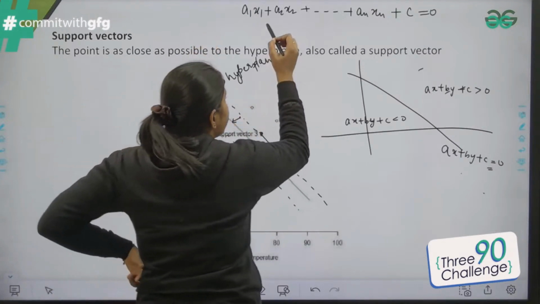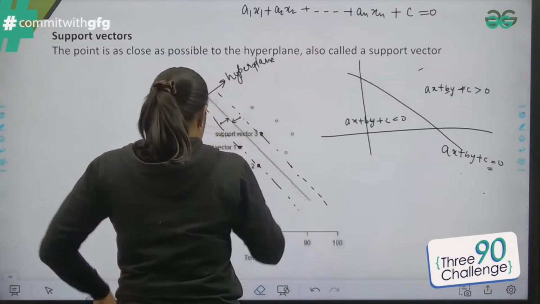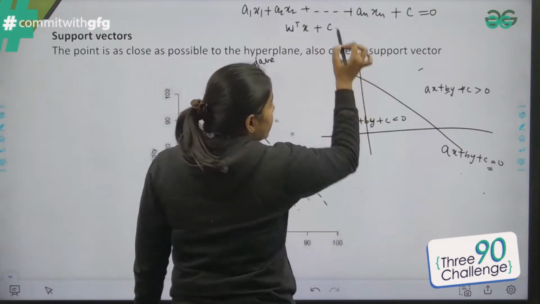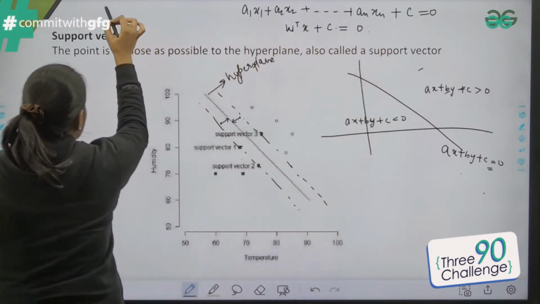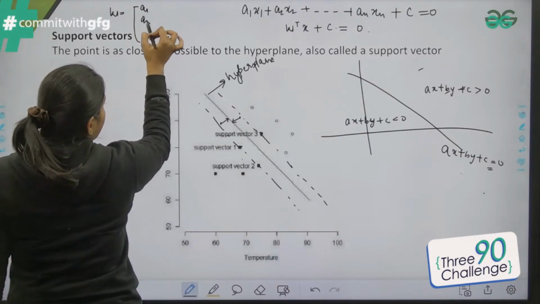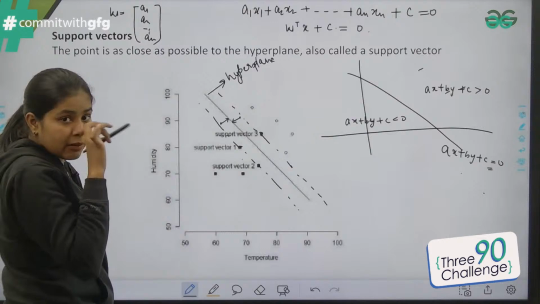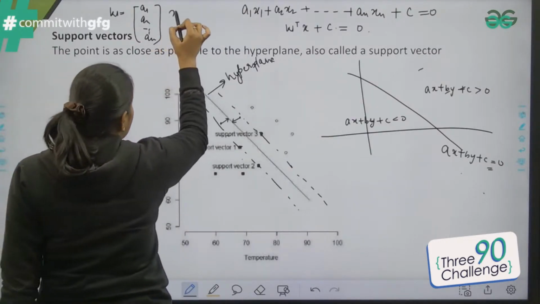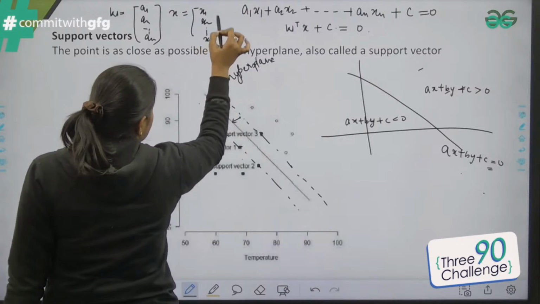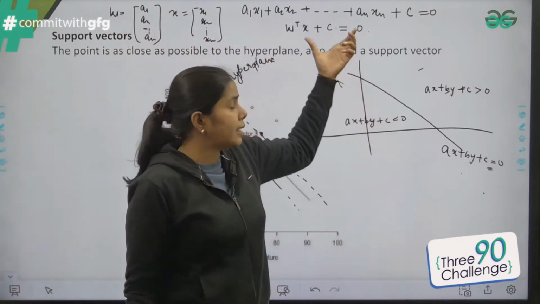Now, can I write this as a vector? Just tell me, guys. Can I write this as w transpose x plus c equals to 0? W is a vector, a1, a2, and an. Right? W is a vector, and x is what? X equals x1, x2, xn. So I'll take W transpose, and if I multiply W transpose into X, I'll get this hyperplane.